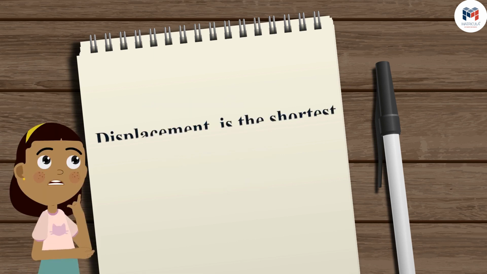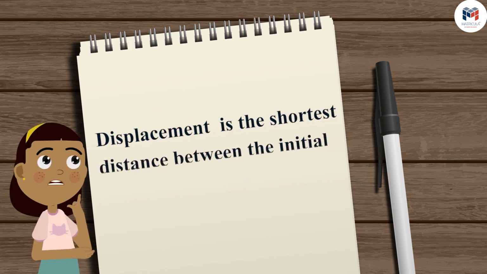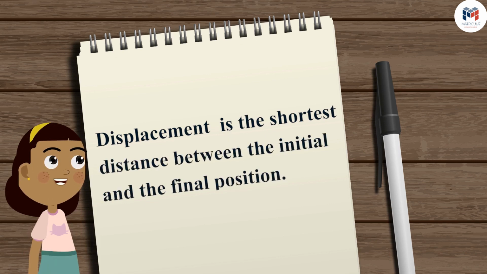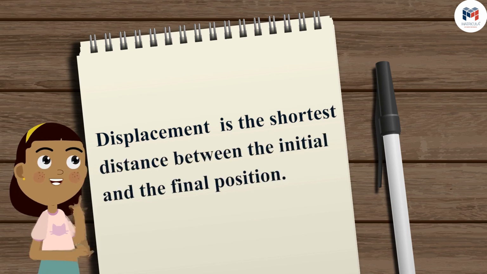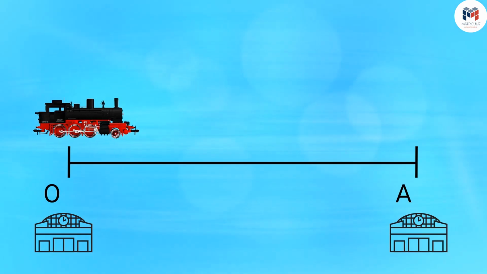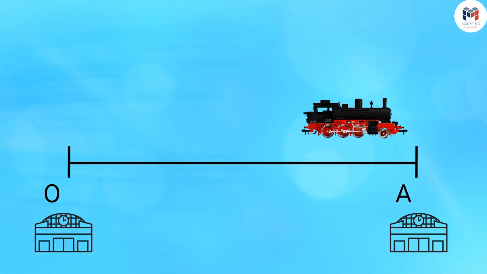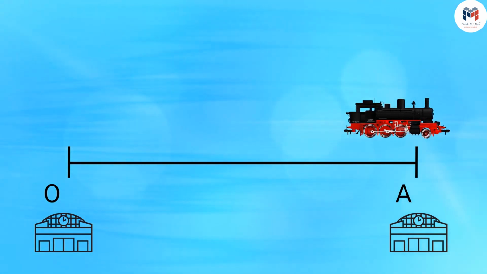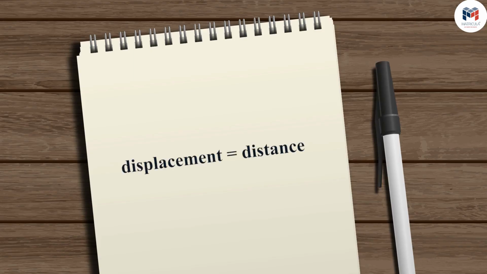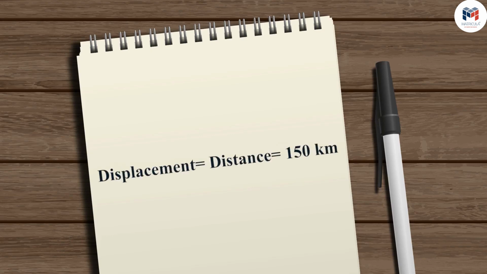For displacement, we must know that it is the shortest distance between the initial and the final position. Since we are considering the train is moving in a straight line, the displacement is equal to the distance. So the displacement is also equal to 150 kilometers.